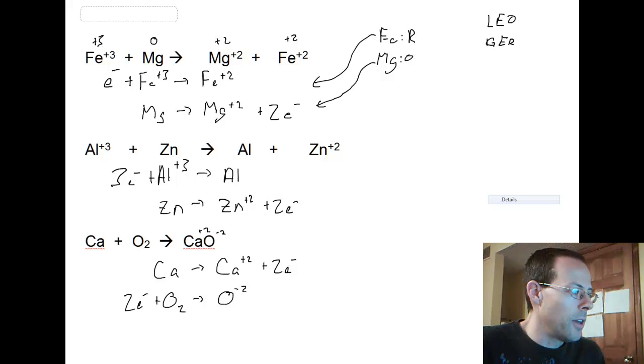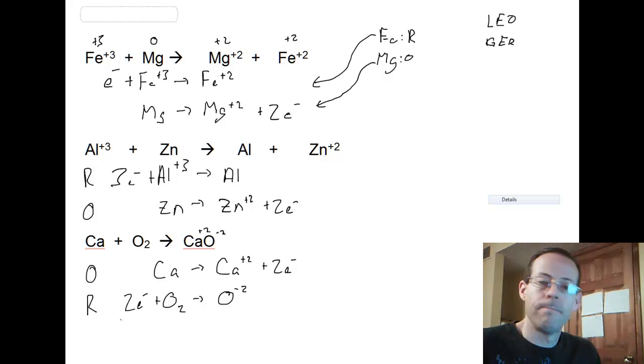Again, up here with aluminum, we're adding electrons, so it's gaining electrons. Gaining means aluminum is being reduced. If we look at its charge, it's going from a +3 to a 0. And if it's being reduced, zinc must be being oxidized. Down here, calcium is losing electrons, so it is being oxidized, which by default means oxygen must be being reduced. Alright, so that is half reactions.